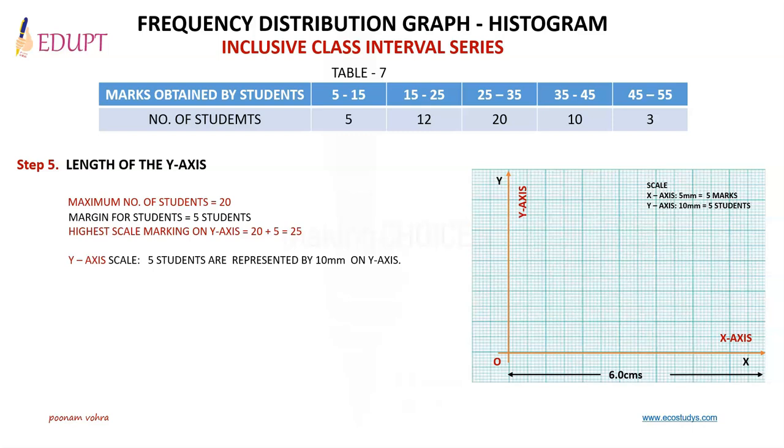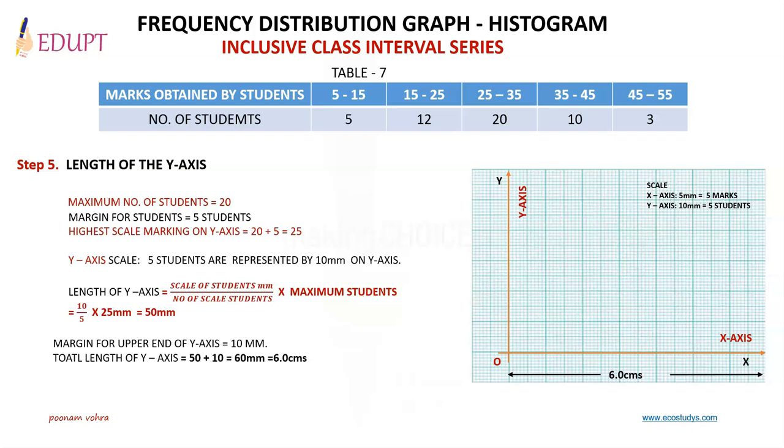So the scale is represented by, as we have decided, 5 students represented by 10 mm. So length of y-axis would be scale of students in millimeters divided by number of students into maximum students, which is 10 by 5 into 25, it is 50 mm, and margin is 10, so total length of y-axis would be 60 mm or 6 centimeters.